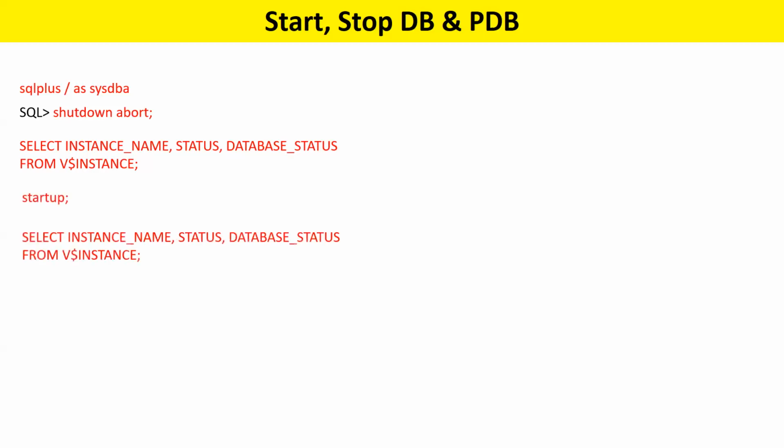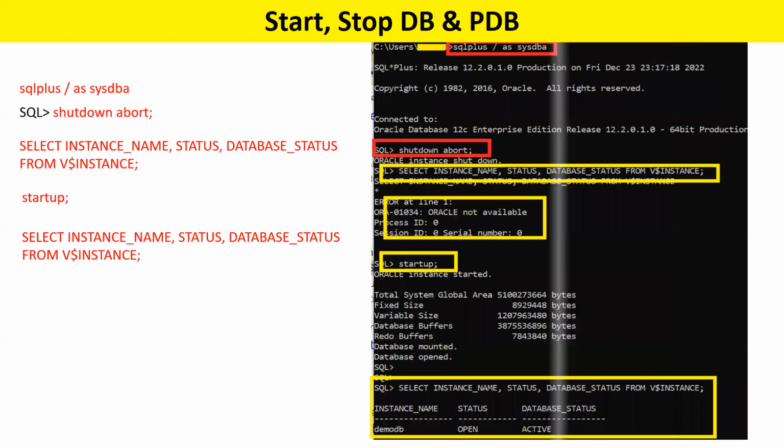And then to start your database, you just run the command startup. So startup is a command which you have to run at the SQL prompt to start your database. It will take some time and it will start your database. And again, you can run this particular query to check the status of your database. So this is the execution of the same. You have to connect to your database, run the command shutdown abort. It will take some time and then it will say Oracle instance shutdown. You can check the status, which will show you that Oracle is not available, once you run the query, because your database is down now.